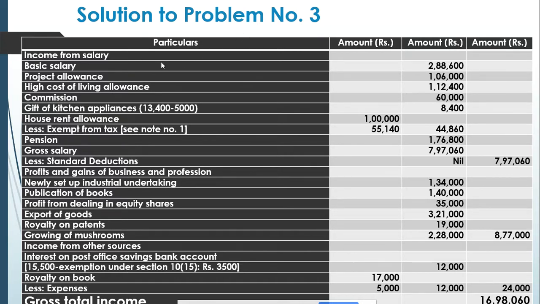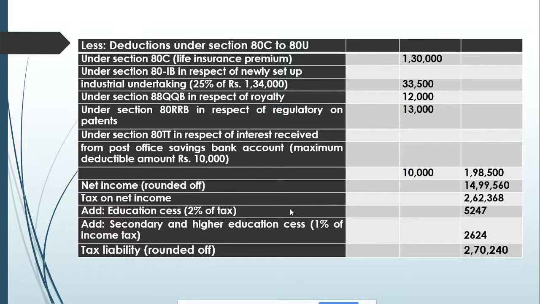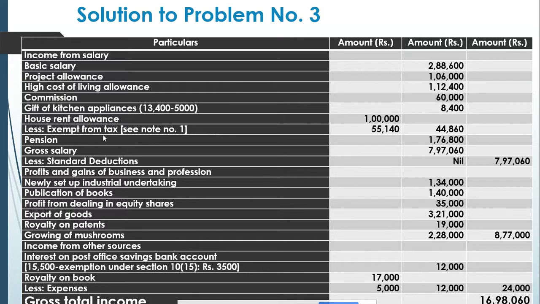Now solutions to problem number 3. Income from salary: the basic salary, project allowance, high cost of living allowance, commission, gift of kitchen appliances. In case of house rent allowance, he'll be getting some exemption under section 10(13A), given in note number 1. The exemption is the least of the following: the actual house rent allowance received, the excess of rent paid over 10% of salary, which is already calculated, and 50% of salary. The figures are 3,48,600, 55,140, and 1,74,300. Out of these three, rupees 55,140 being the least is therefore exempt from tax. So this is the deduction from the gross house rent allowance. Then pension, and gross salary is 7,97,060.